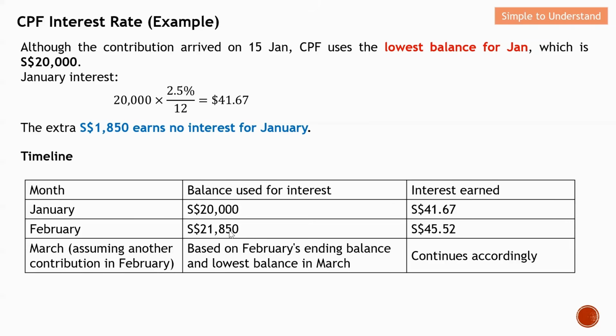And therefore, from the additional 1.85K, you can see that the interest earned is actually much more as compared to January. And this goes on and on. So this is how we compute our interest rate on a monthly basis.